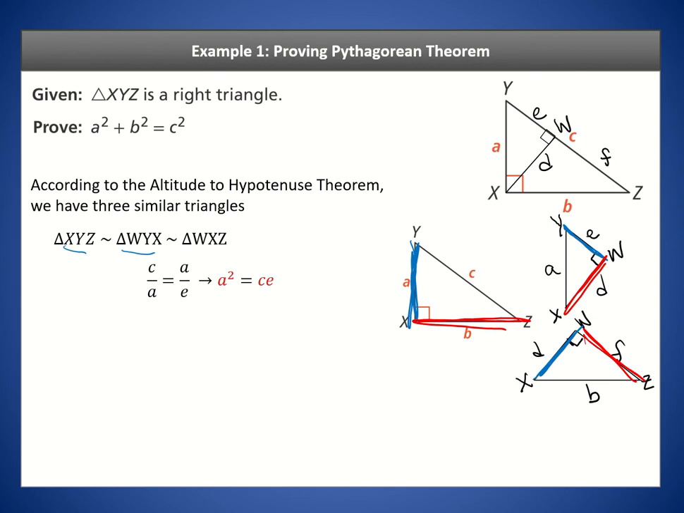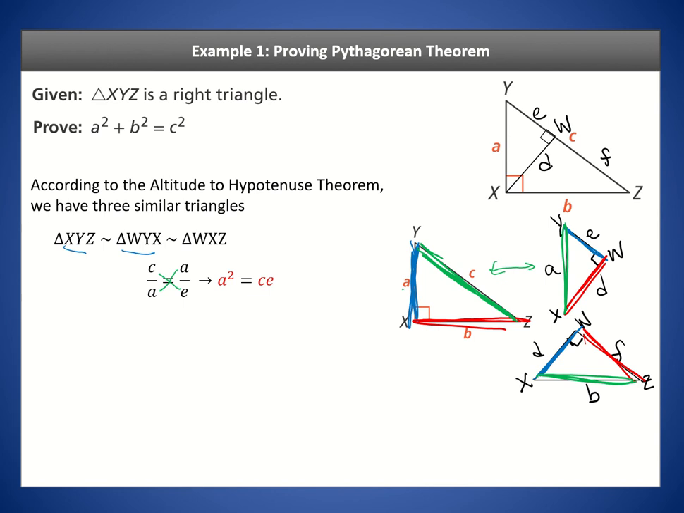So we know that they're similar, and so we can say that C is to A. Let's use a different color for the hypotenuse here. This hypotenuse is related to this hypotenuse, which is related to this hypotenuse. Using the proportions and similar triangles, C is to A, if you're comparing these two triangles, as A, the blue A, is to blue E. And therefore, you can cross multiply. Once you cross multiply, you get A squared equals C times E.